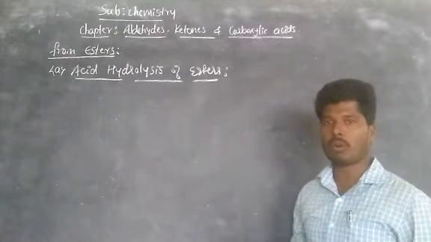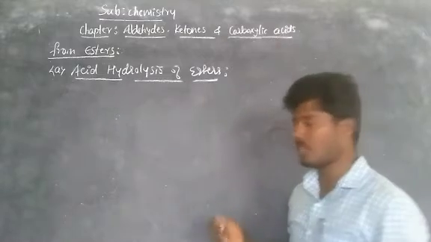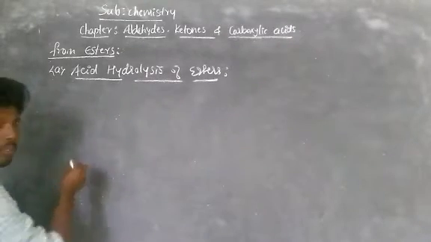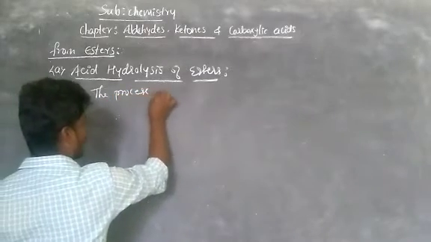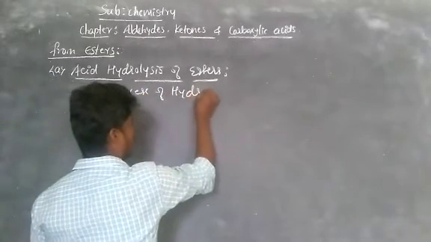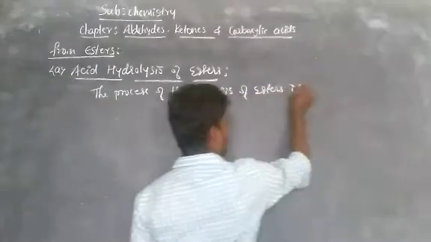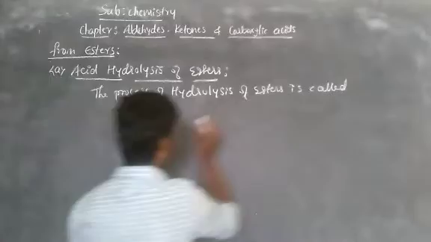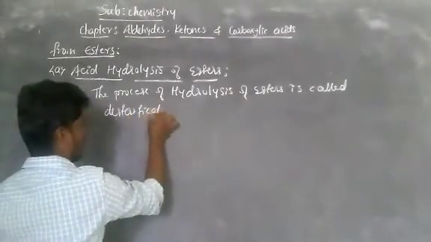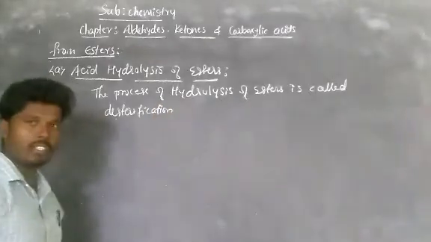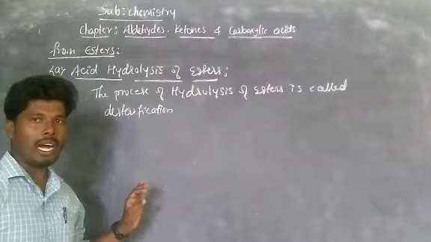That process we also call de-esterification. The hydrolysis of esters is called de-esterification, where the ester is hydrolyzed and you get carboxylic acids and alcohols.